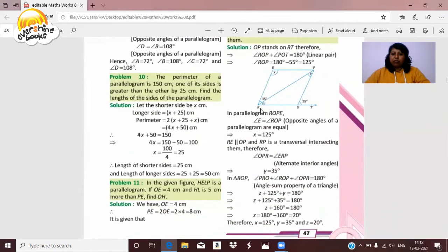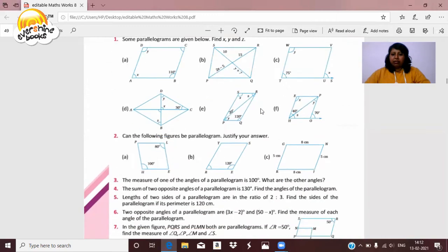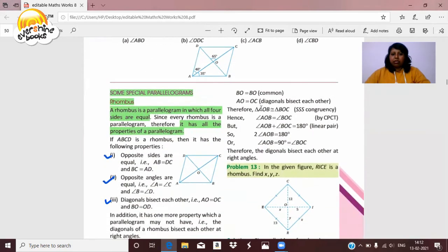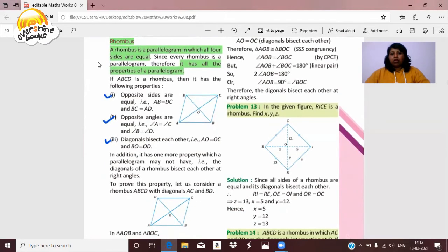So these are the problems based on the properties of the parallelogram, and an exercise based on that. Now some special parallelograms. Rhombus. Rhombus is a parallelogram in which all four sides are equal. It has all the properties of the parallelogram.